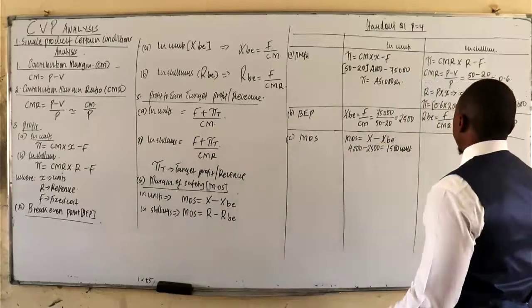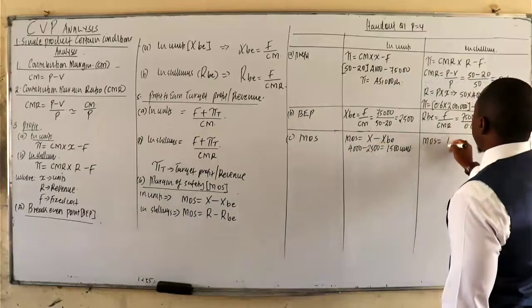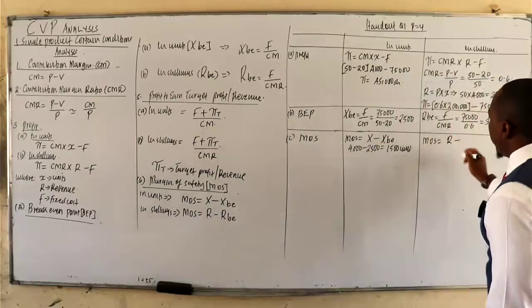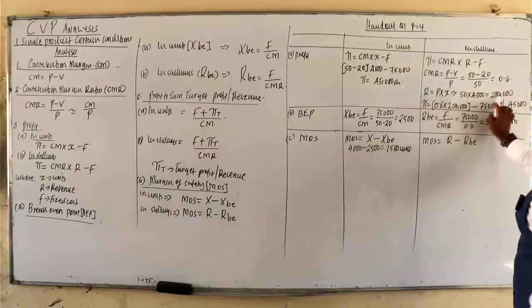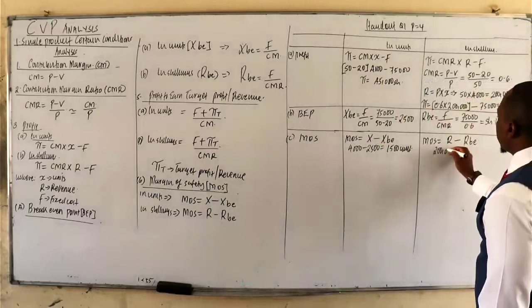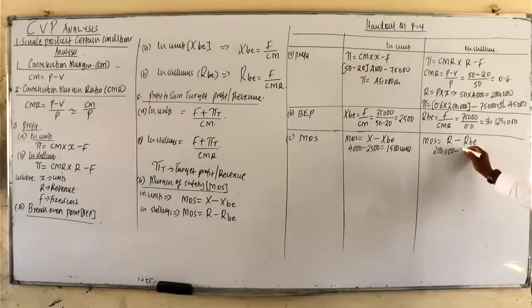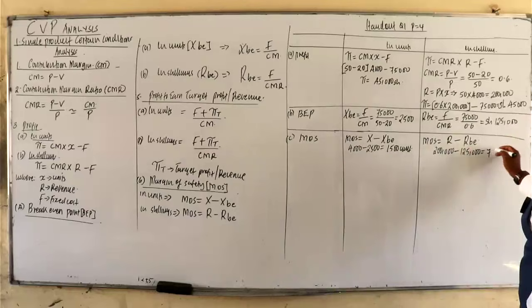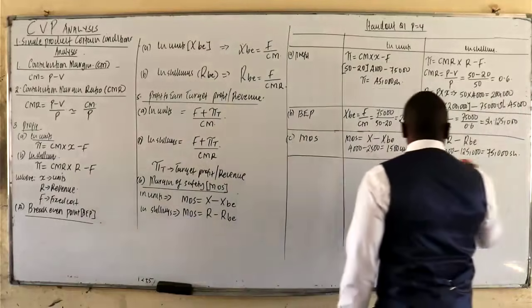What about in shillings? To get the margin of safety, you take the revenue, that's the total revenue, you minus the revenue required to break even. Our total revenue was 200,000, but for us to break even, RBE, our sales should be at least 125. So anything above 125, which is 75, will be our margin of safety. Yeah, that's what we call the profit region.